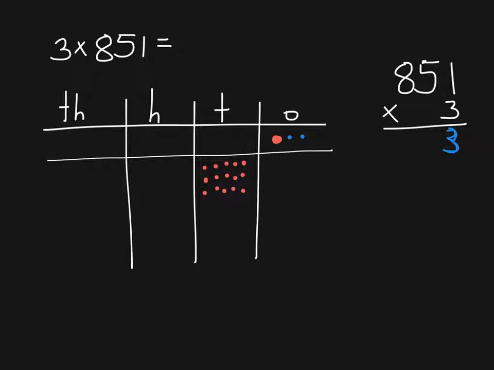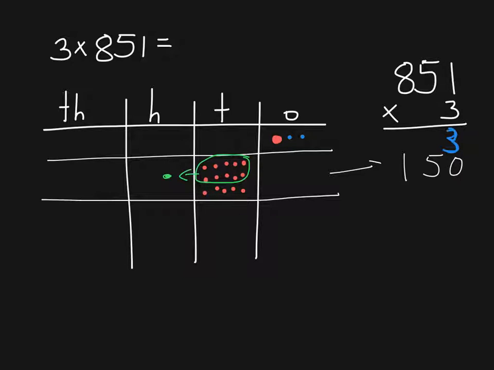Now that can be rebundled. I can't leave all of those there in my tens column. So I'm going to group 10 of them together and move this over here to my hundreds. So now when I divide out my tens by multiplying my 5 tens by 3, I end up with 150. So this is for this column right here. I've got 3 when I multiply, 150 when I multiplied my 5 tens.